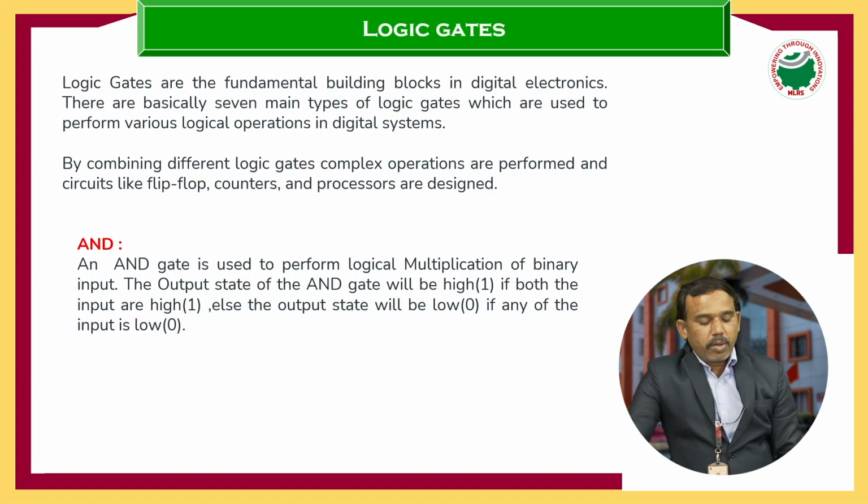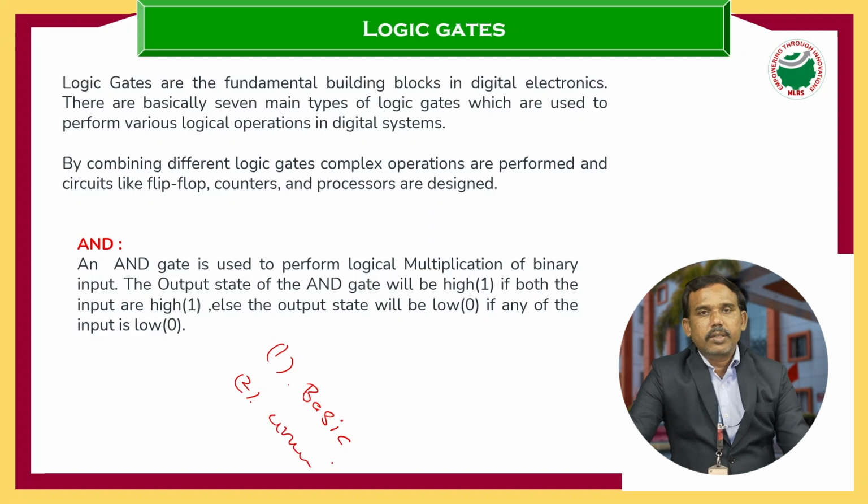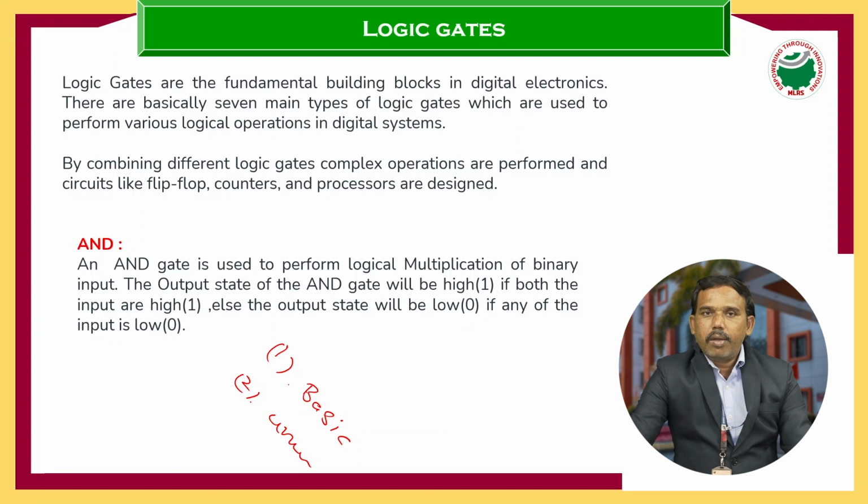There are two types of logic gates: basic logic gates and universal logic gates. The basic logic gates are the AND gate, OR gate, and NOT gate. Let us see them one by one, starting with the AND gate. The AND gate is used to perform logical multiplication of binary inputs. The output state of the AND gate will be high if both inputs are high, else the output state will be low if any one of the inputs is low.